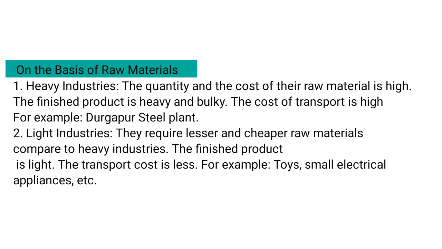Heavy industries, for example the iron and steel industry, use raw materials that are bulky, and the transportation cost is very high. The finished products are also very heavy, whereas light industries require less and cheap raw materials, their quantity and weight are also less, and their transportation cost is also less. For example, toys, small electrical appliances, etc.